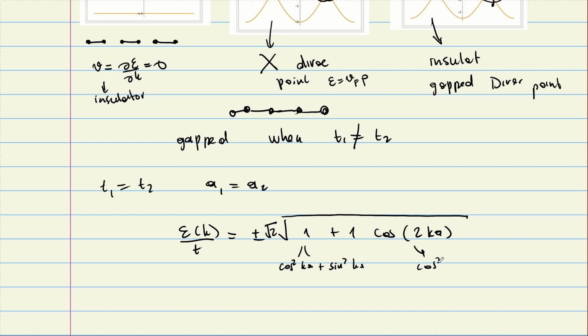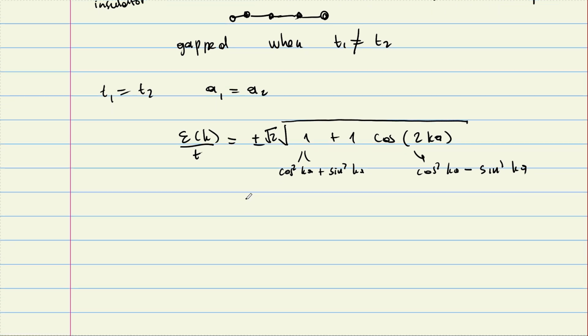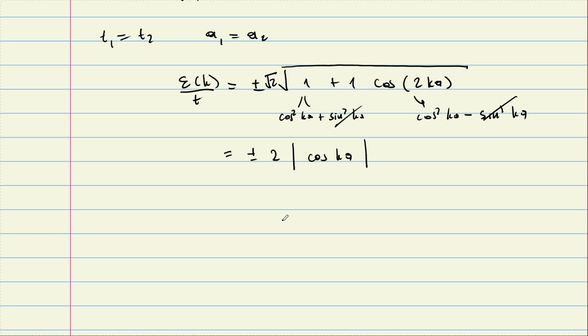This one is cosine squared Ka minus sine squared Ka. And this is going to cancel this. At the end, there's like 2 of these, but inside the square root. So this is going to be plus or minus 2, and let me take the absolute value because there's a square root, cosine Ka, right? We have exactly the cosine band we had, but we take the absolute value and we take the plus side and minus side separately. And let's draw this.